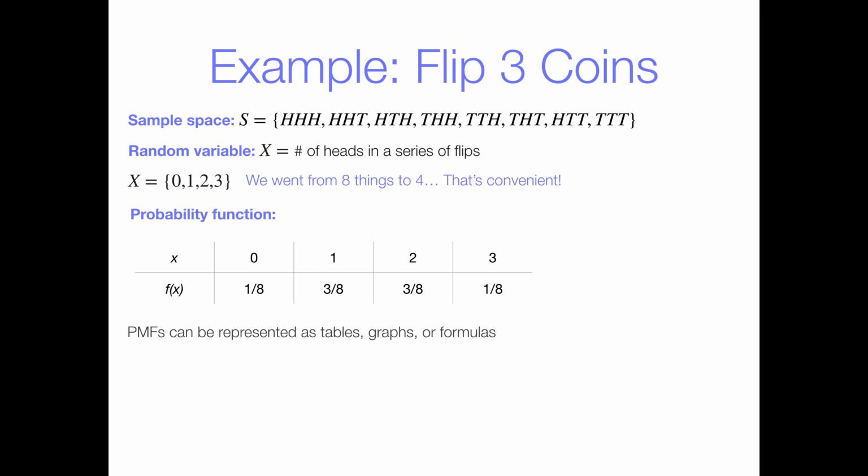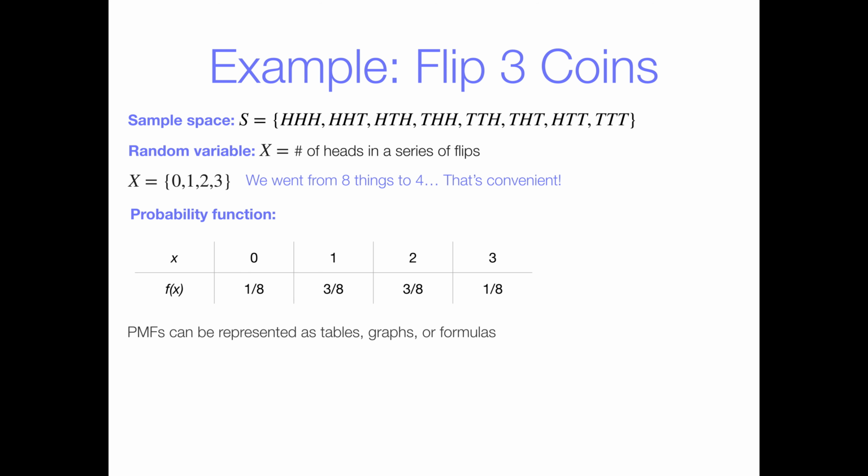So x, we said, can take on the values 0, 1, 2, and 3. So I have that on the top, and then on the bottom, f of x, so the probability of x being 0, 1, 2, or 3. Okay, now where did I get those? Well, look at x is equal to 0. So what's the probability that we observed no heads? If I look at my sample space, that only happened 1 out of 8 times. That's my probability. What about 1?